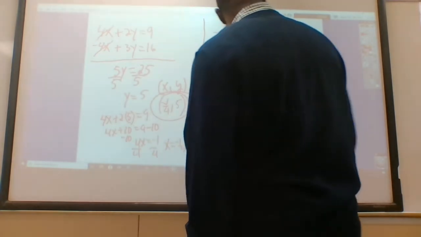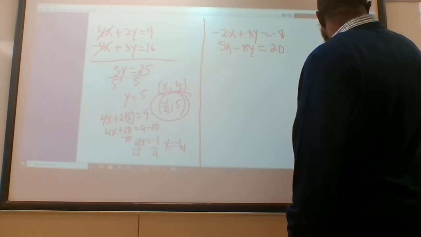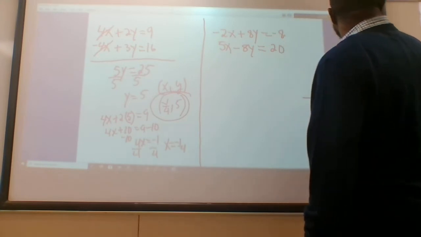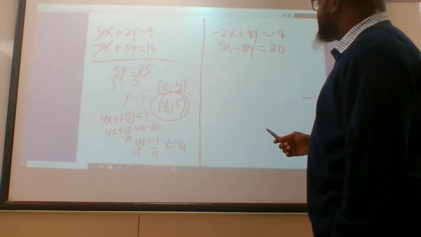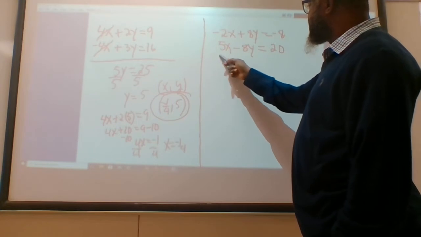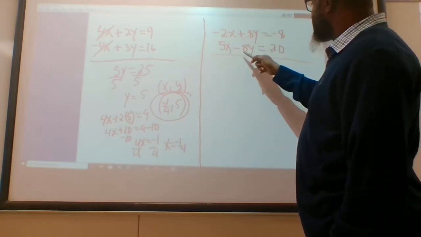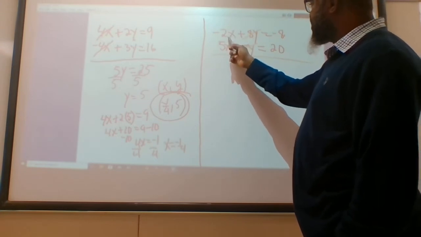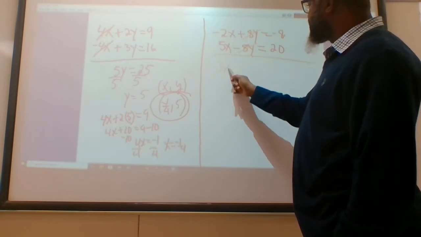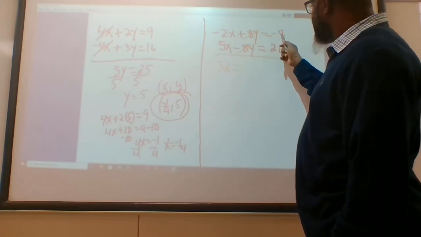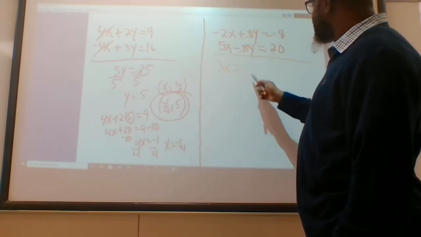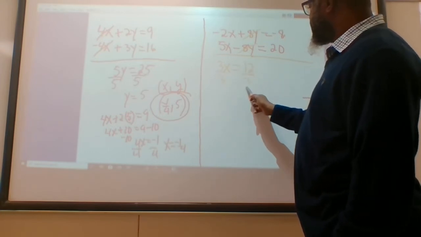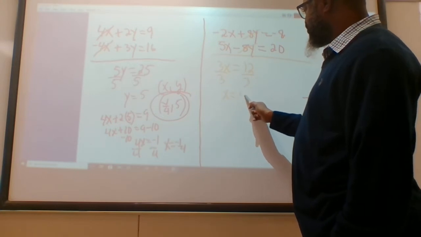I have another one on the other side. I'm going to look at the equations again and see which variable cancels out. In this case, I can see that the 8y cancels the negative 8y. So combine like terms: negative 2x plus 5x is 3x, right? Negative 8 plus 20 is 12, and divide by 3. In this case, x is 4.